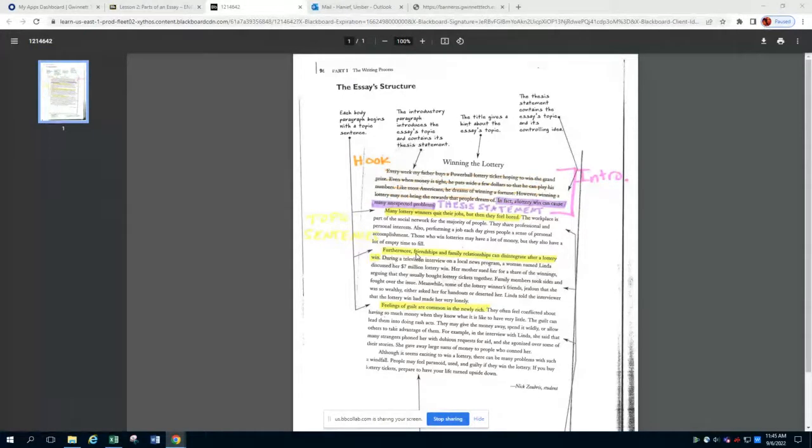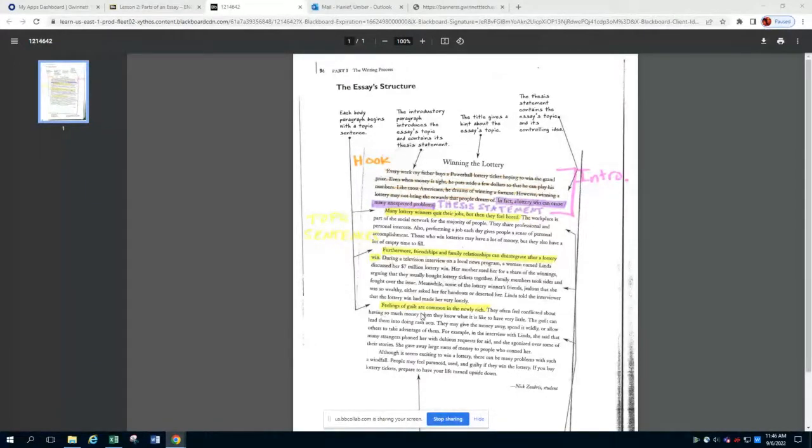Let's look at the second yellow sentence, second topic sentence. Friendships and family relationships can disintegrate after a lottery win. How is that related to the thesis statement? There's another reason. Very good, Marjorie. It's the second unexpected problem.